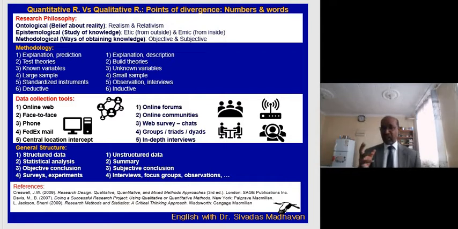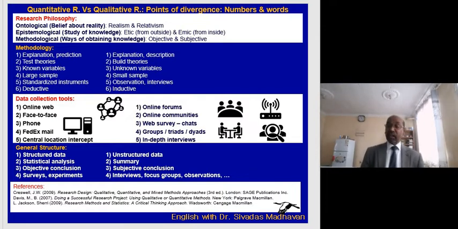And I hope the audience can see the slide which I have prepared. You can see it on the other side of the screen. And those who have doubts can clarify them with the help of the slide which I have put on one side of this. And in the case of data collection tools, there are differences between quantitative research and qualitative research.